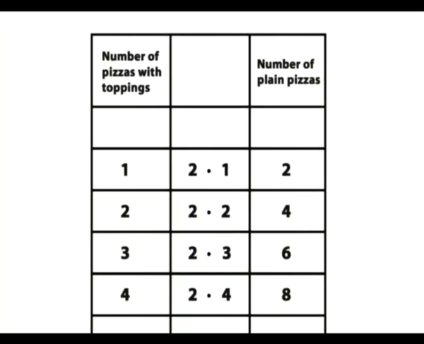If we define the variable x as the number of pizzas with toppings sold, then we can express the number of plain pizzas sold as 2 multiplied by x, or 2x. The 2 is called a coefficient, a numerical factor multiplied by a variable or variables in an algebraic expression.